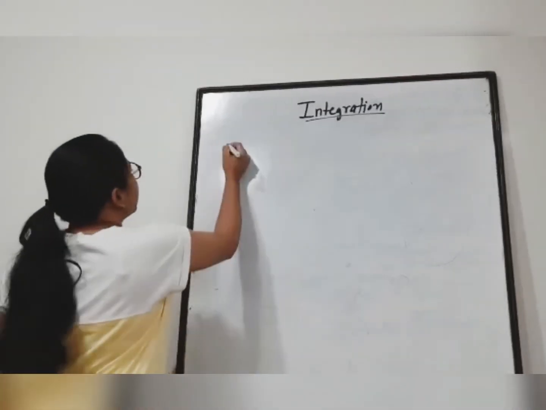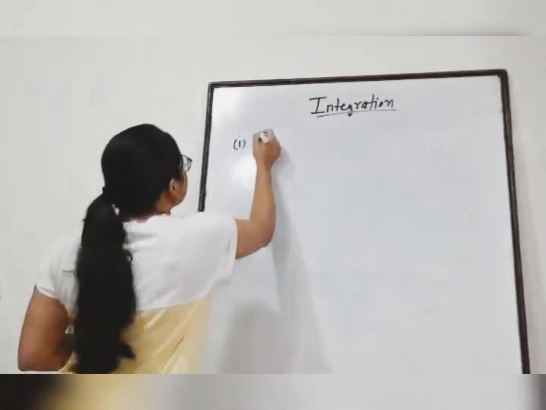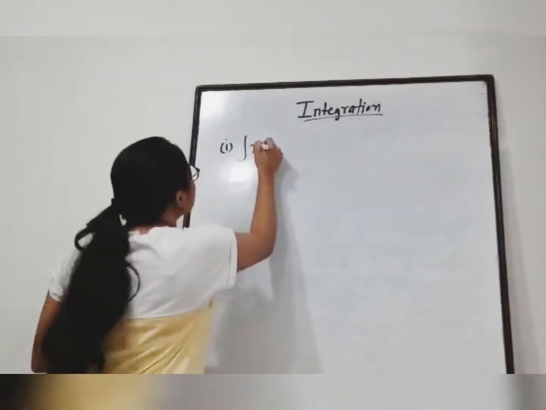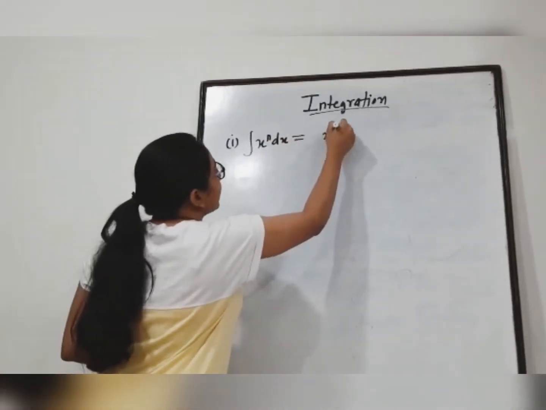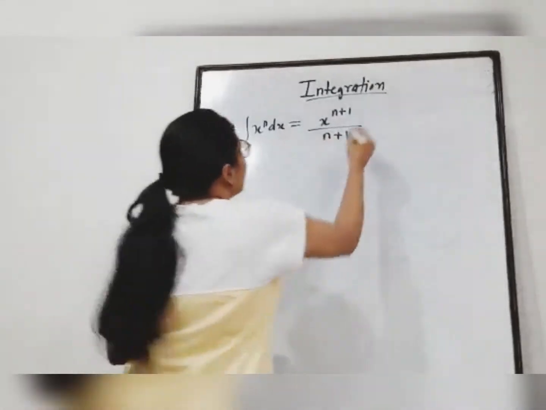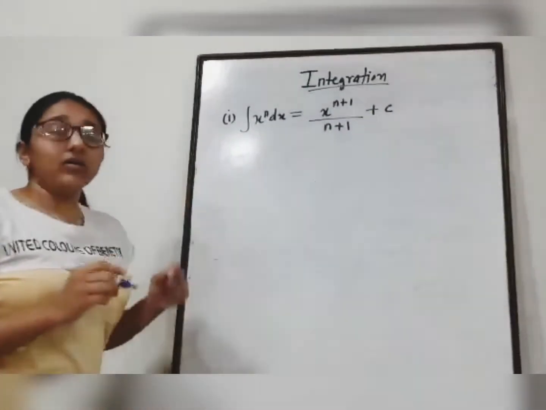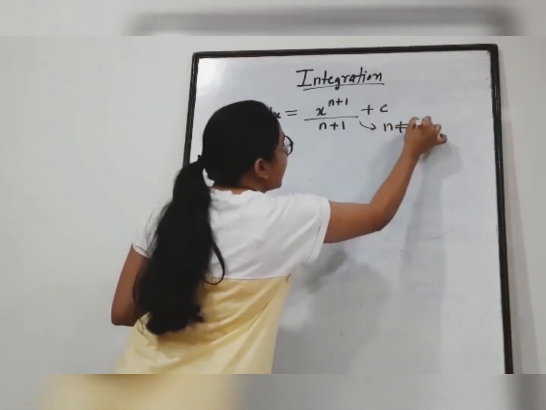The first basic formula for integration is what we discussed in the previous class, that is, integration of x to the power n dx, which is x to the power n plus 1 divided by n plus 1 plus c. But also note that here n can be any value except minus 1.